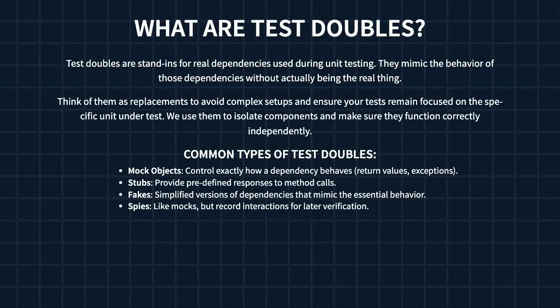Okay, let's talk about test doubles. Essentially, they're like placeholders we use when testing a single piece of code, our unit. We don't want to rely on the real-world versions of things like databases or external services during these tests because they can be slow, unreliable, or difficult to configure. Instead, we use test doubles. Mocks, stubs, fakes, and spies are all different types of stand-ins that mimic those dependencies' behavior so our unit tests can run quickly and reliably.